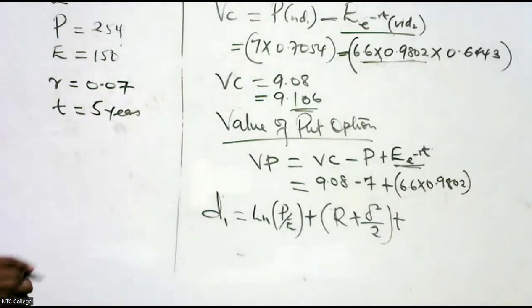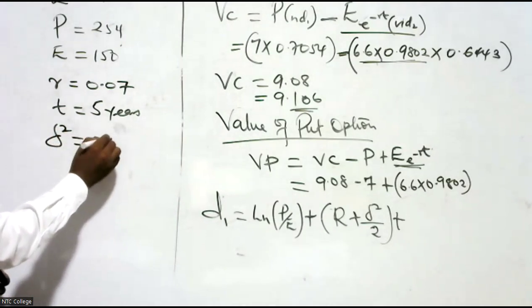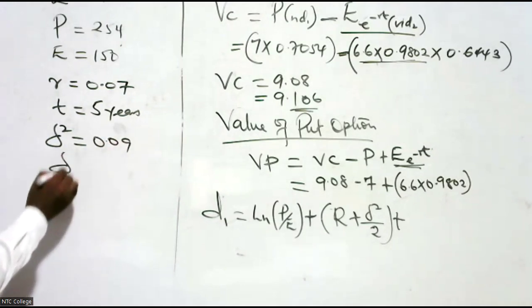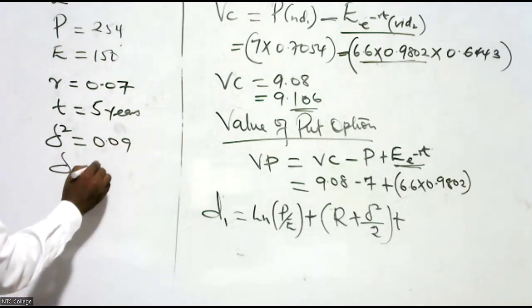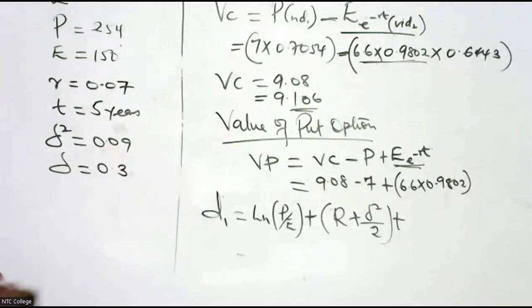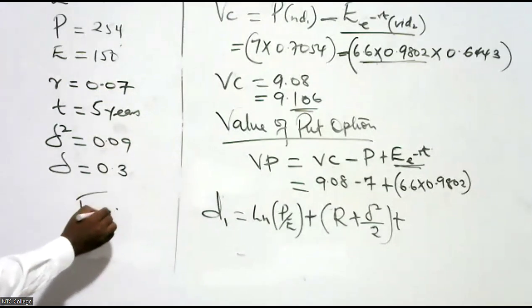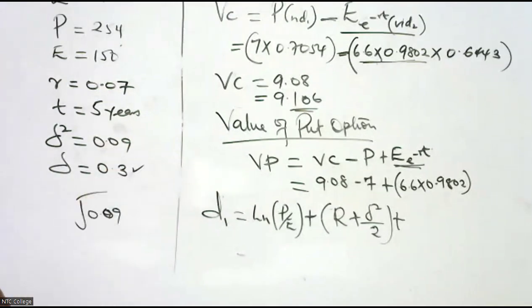Then what else are we given from that question that we have not included? Risk. Variance, you are given 0.09. So that means that our risk alone is 0.3. Is that the square root of this? What is it?